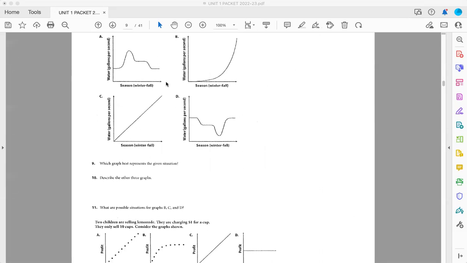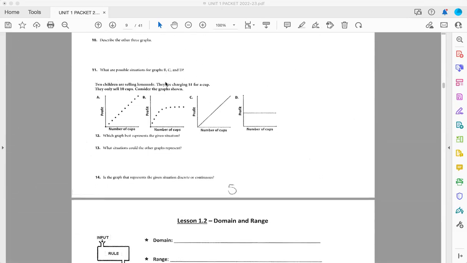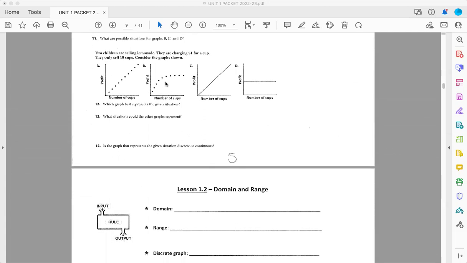Moving on. Numbers 12 through 14, it says 2 children are selling lemonade. They are charging $1 for a cup. They only sell 10 cups. Consider the graphs shown. So you have number of cups on the x-axis and then the profit on the y-axis. Which graph best represents the given situation? So think about what's going on. They are charging $1 for a cup. So every cup that you buy, you get $1.